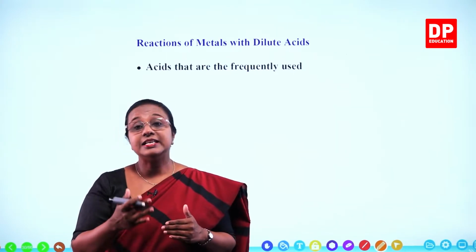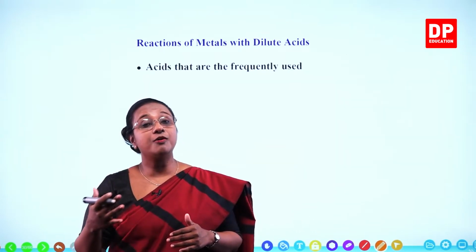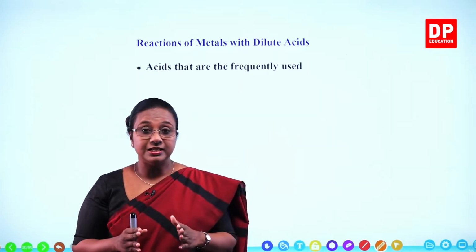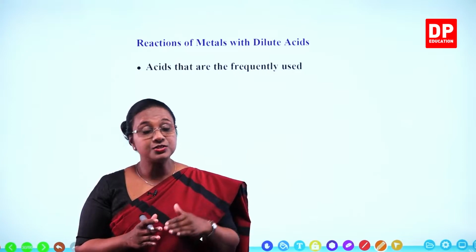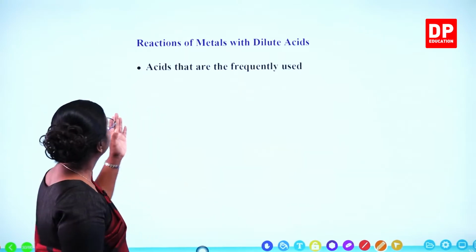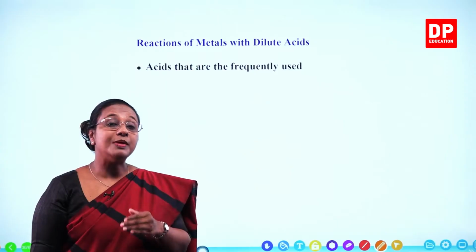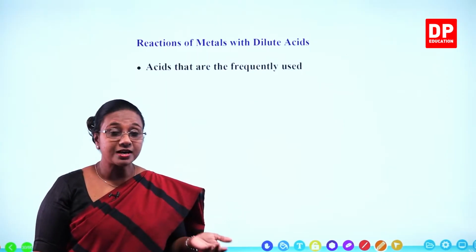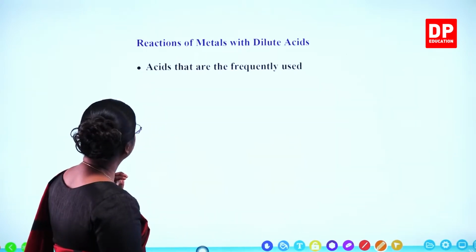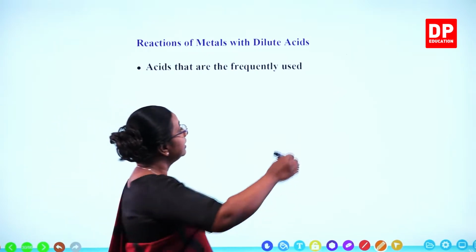So from that, it is clear that different metals show different tendencies of reaction with both water and oxygen. Similarly, they show different tendencies of reacting with acids as well. So in this topic, reactions of metals with dilute acids, we will try to understand how metals react with acids, the products formed and how fast they will react. To understand that, first we need to know the acids that are frequently used, mainly in the laboratory.